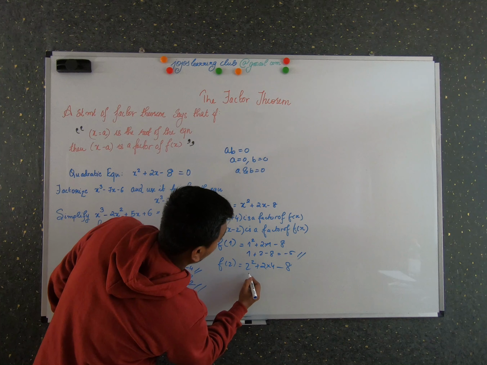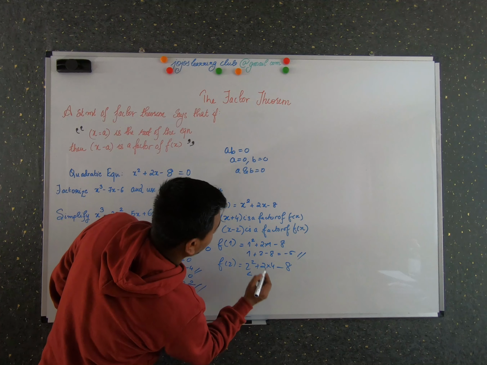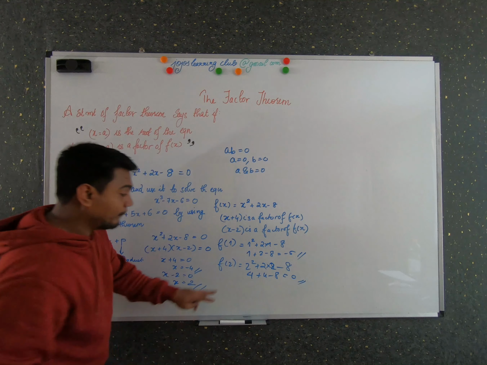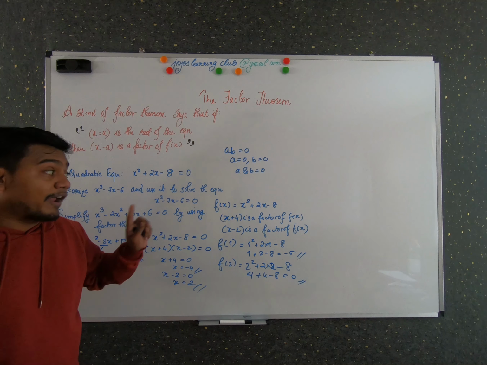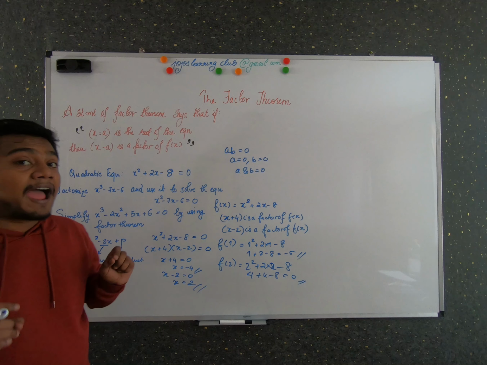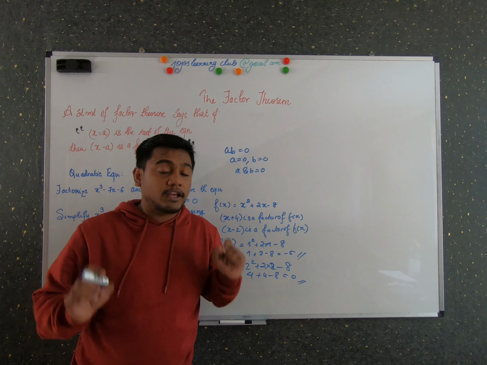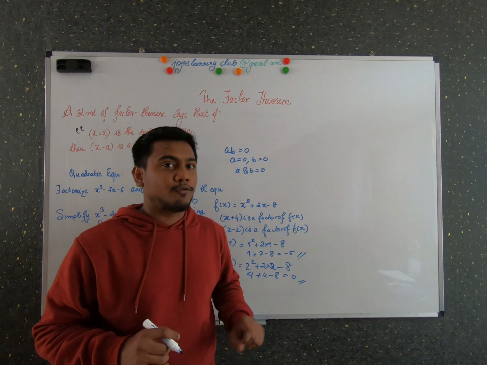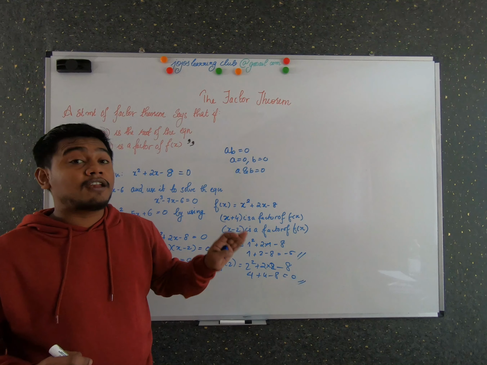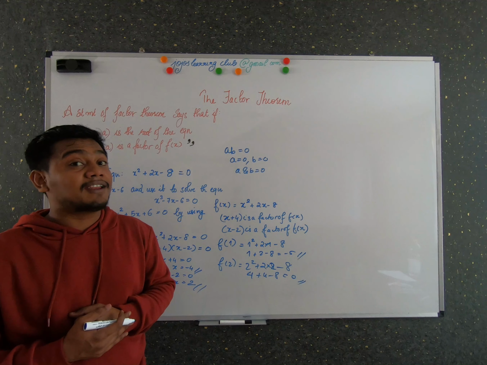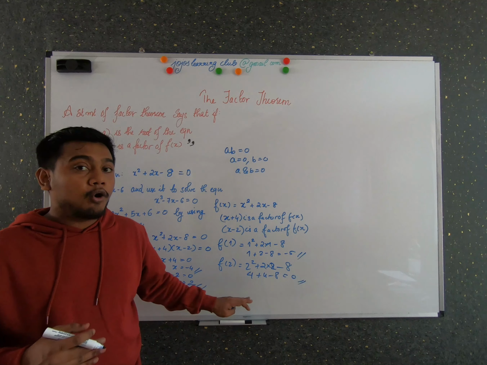So 4 plus 4 minus 8, which is 0. See? So x minus 2 is a factor. When it is a factor, then the value would be equal to 0. So it would be very beneficial when you do a cubic equation. When you have a factor, you can reduce it to a quadratic expression, then do polynomial division and find the rest of the roots. I hope you get the point.